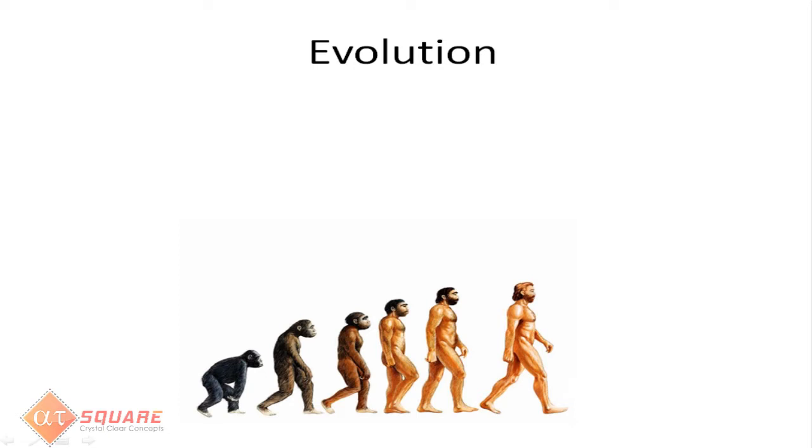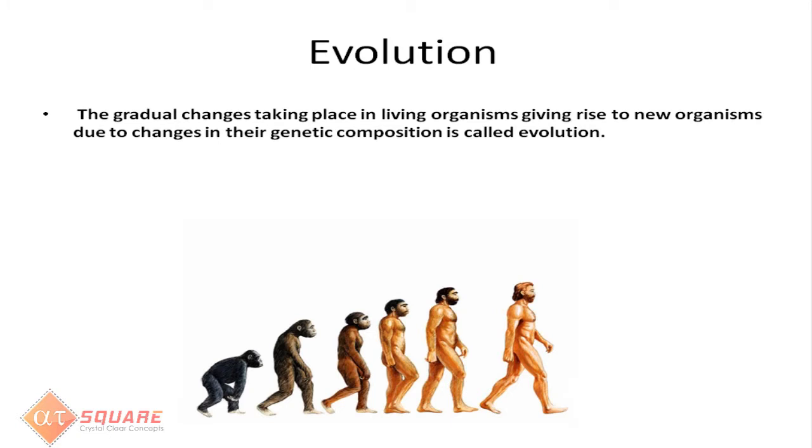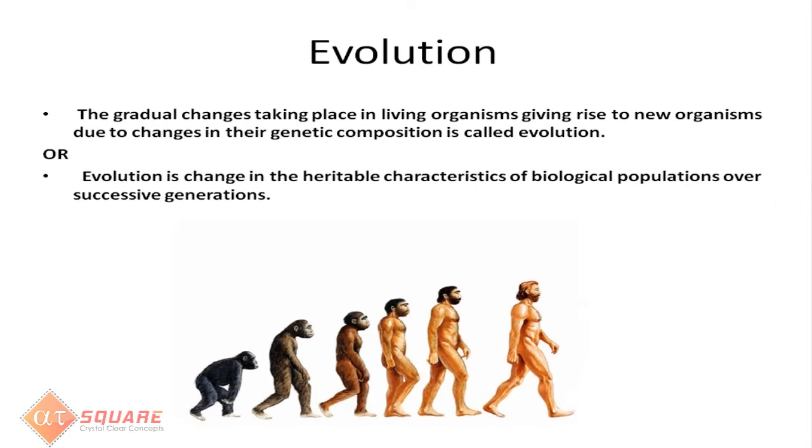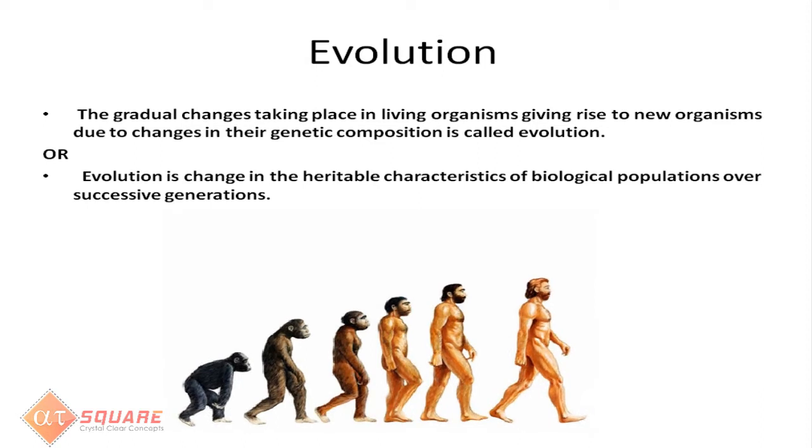In this video, we will talk about evolution. The gradual changes taking place in living organisms, giving rise to new organisms due to changes in the genetic composition, is called evolution. Or evolution is change in the heritable characteristics of biological populations over successive generations. Now let us understand these definitions with the help of a few examples and situations.